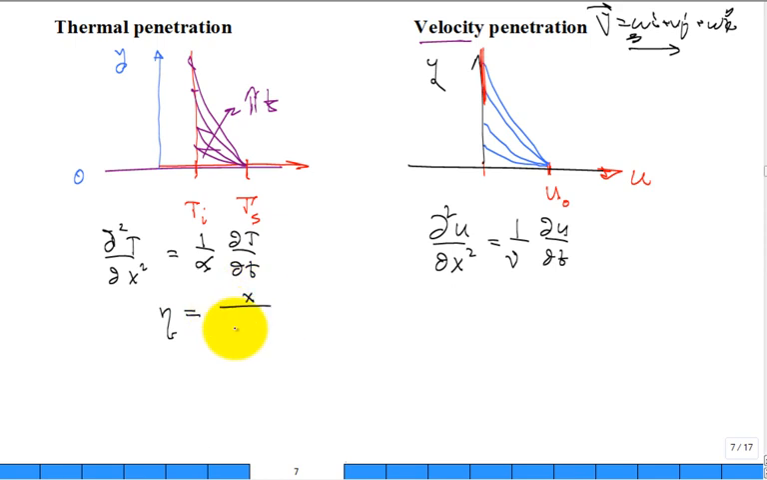It's x divided by the square root of 4 alpha t. Over here, eta, similarity variable. You can look in your fluid mechanics book: x divided by the square root of 4 blank t. Everything's the same except for what is the fill in the blank. What is the fill in the blank for that? It's not alpha, it's nu. It's not thermal diffusivity, it's the kinematic viscosity.